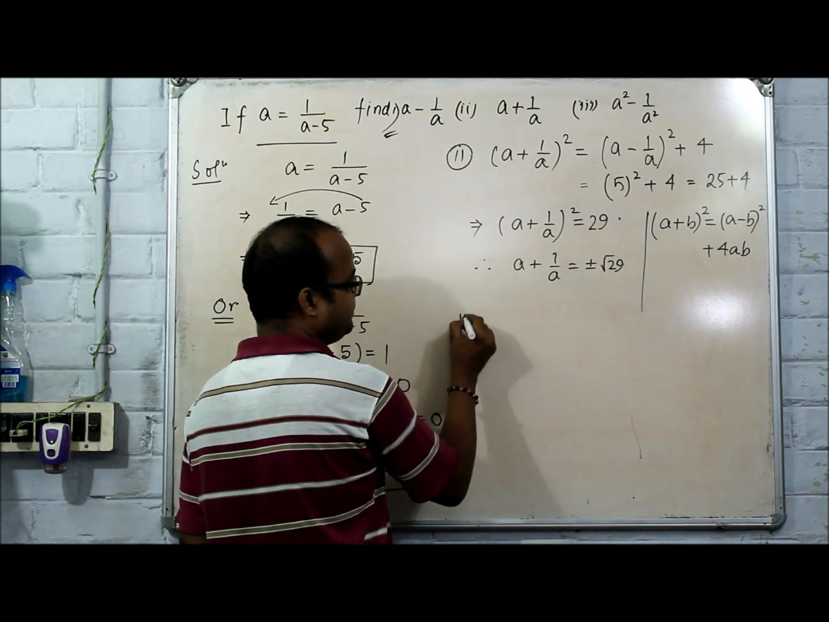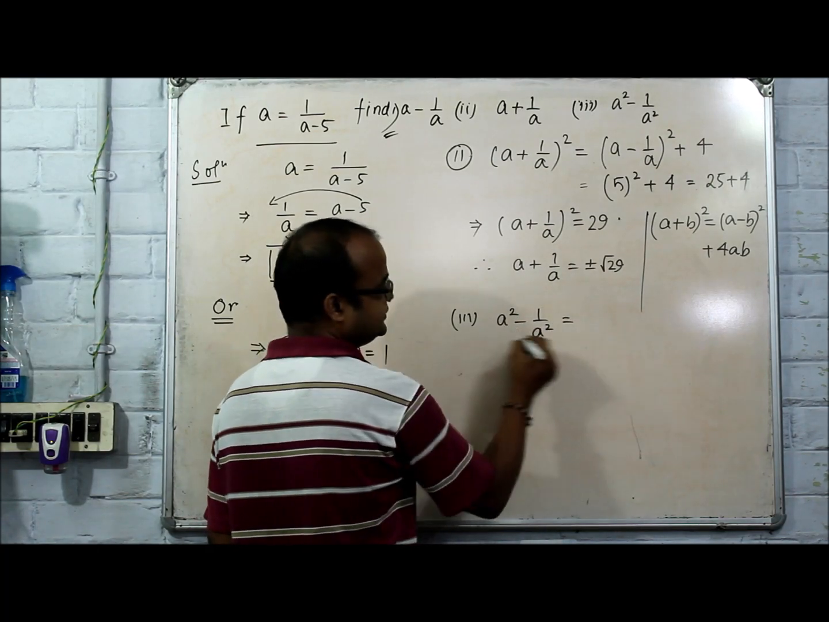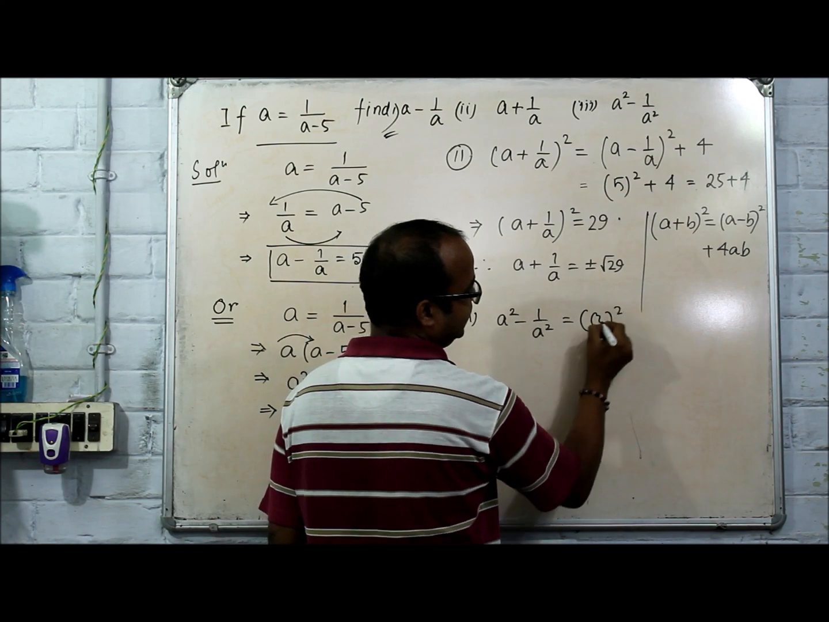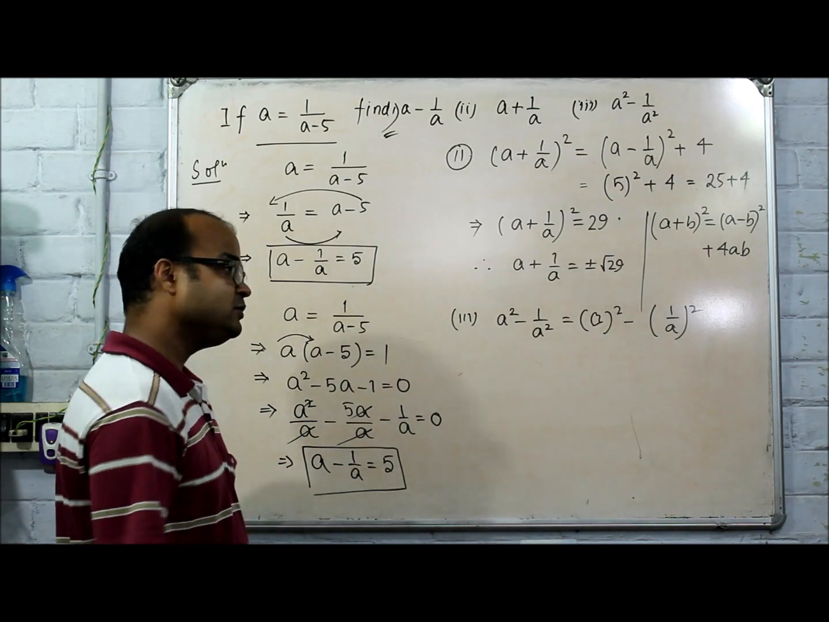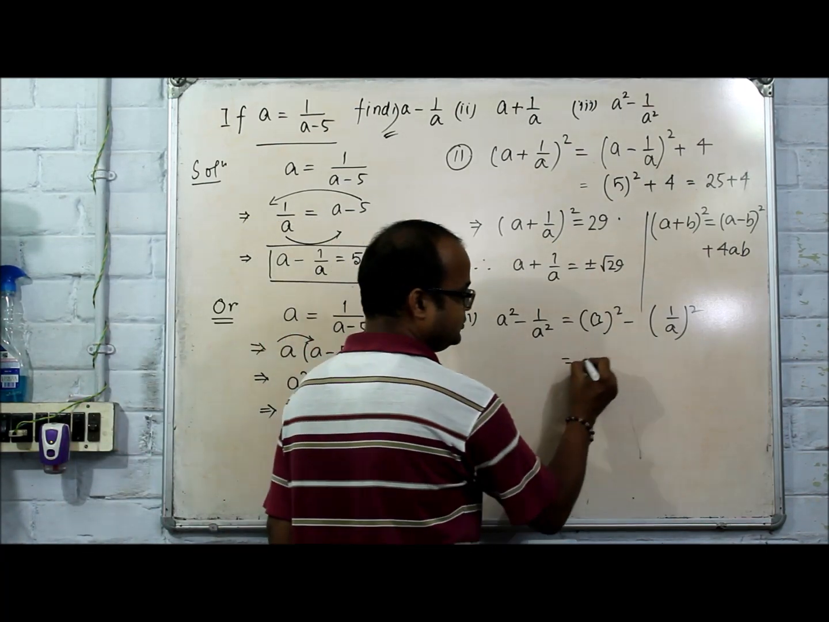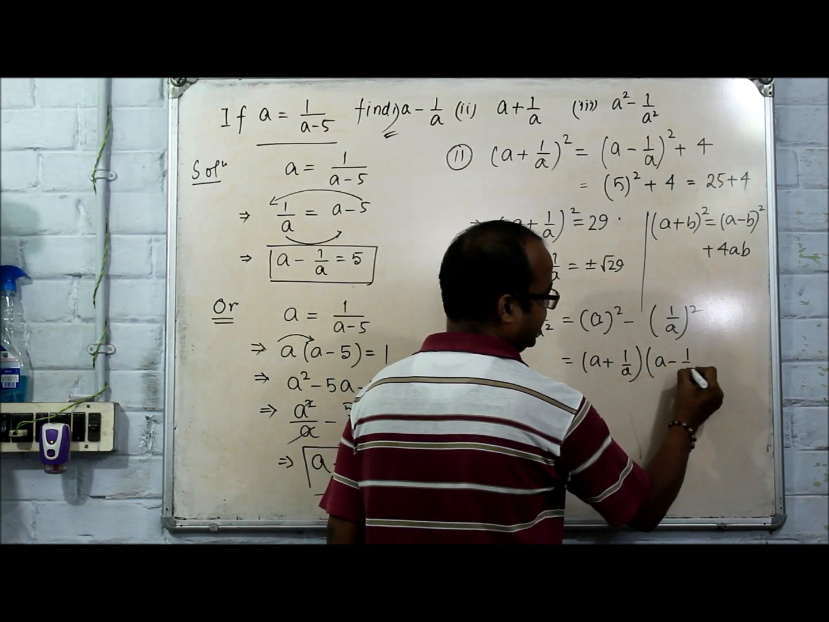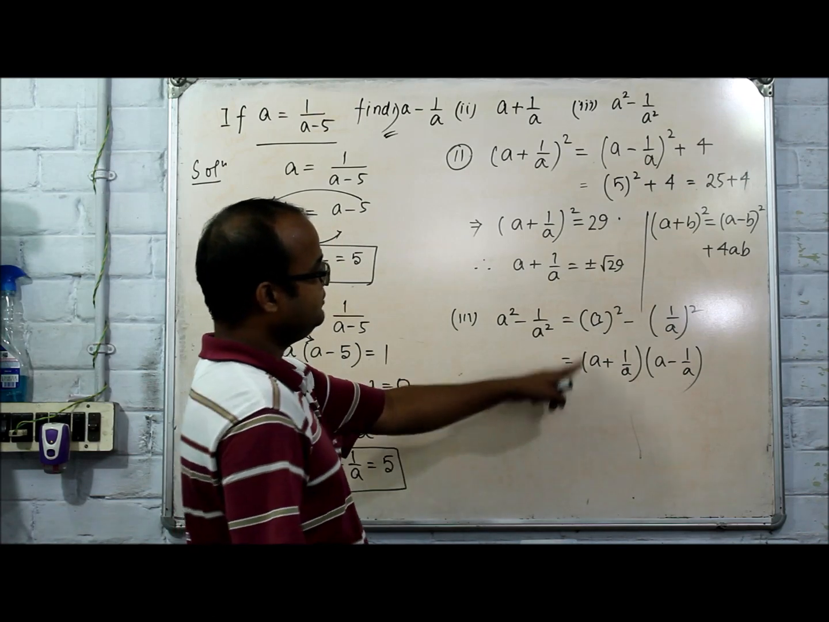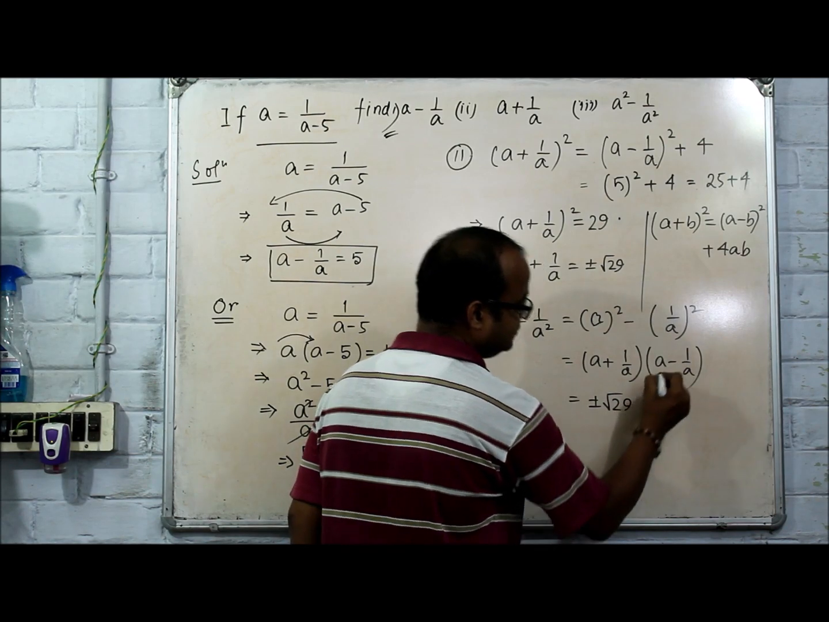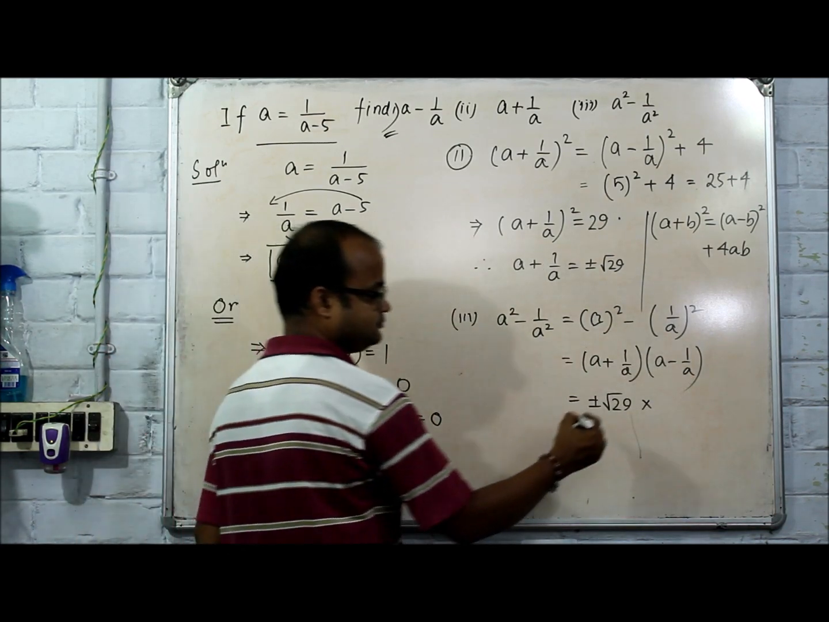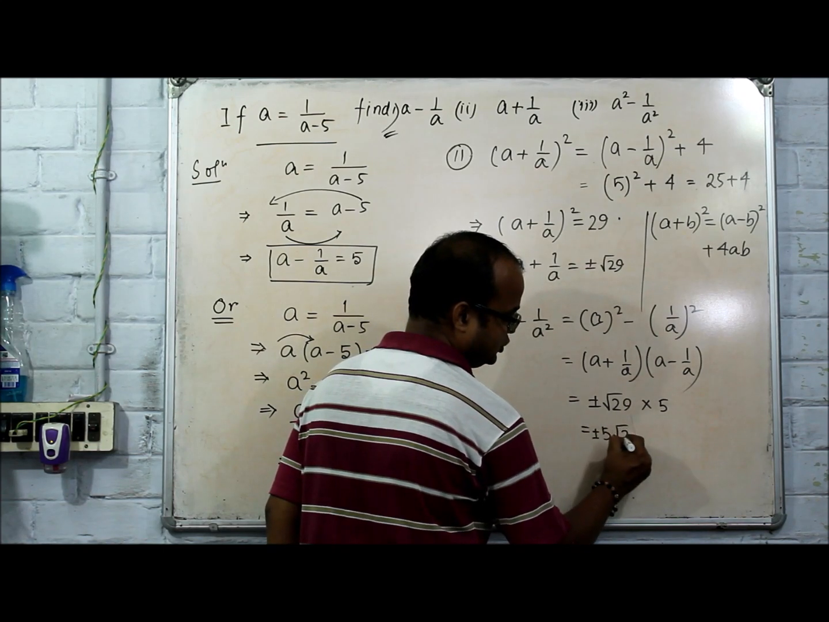Now moving to the third part, a square minus 1 by a square. This can be written as square of a minus square of 1 by a. So here you can use the a square minus b square formula. This will be equal to a plus 1 by a and a minus 1 by a. So a plus 1 by a is equal to plus minus root 29, into this value, which is equal to 5. So you get plus minus 5 root 29.